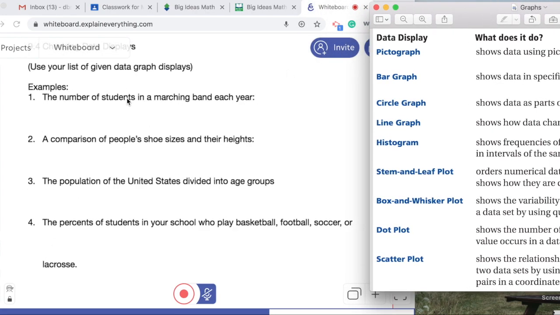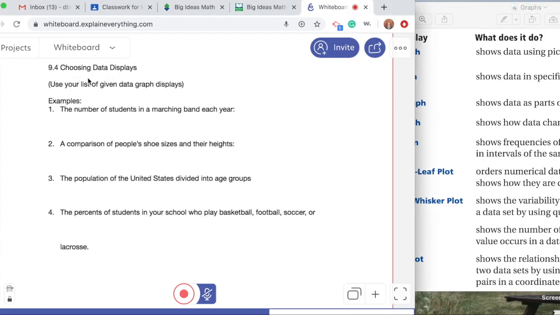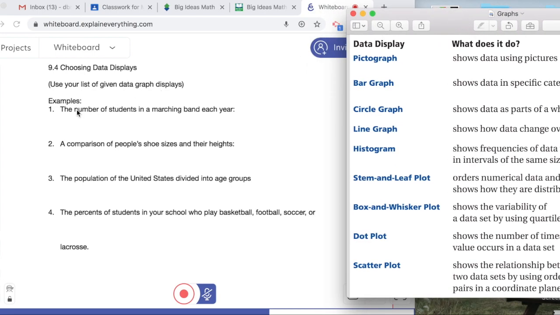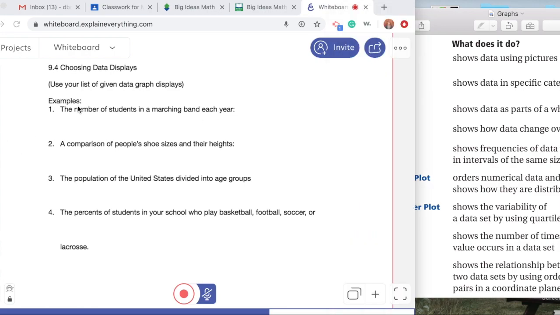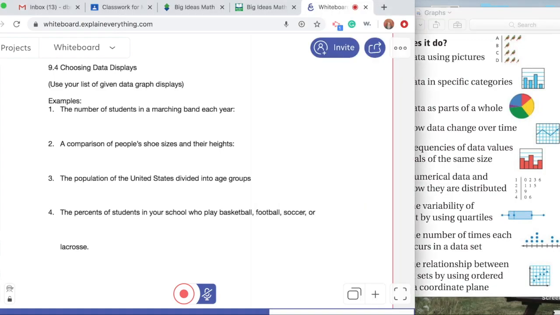So here are your notes for today. Choosing data displays: use your list of given data graph displays. For example, the number of students in a marching band per year. I want to think about which one of these would be the best way to display the number of students in a marching band each year. Now, think of the different things that go into this. I have students and I have year. Year is something that you would associate with time.